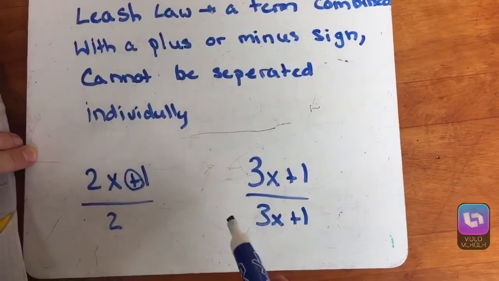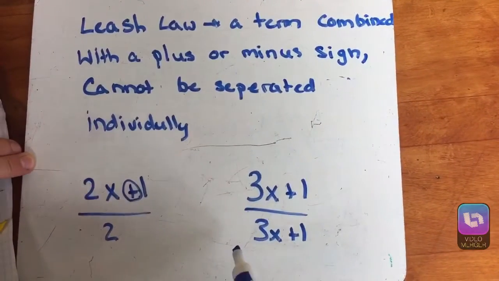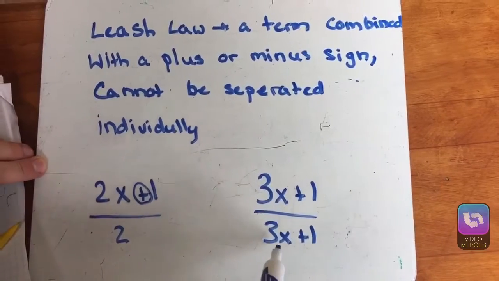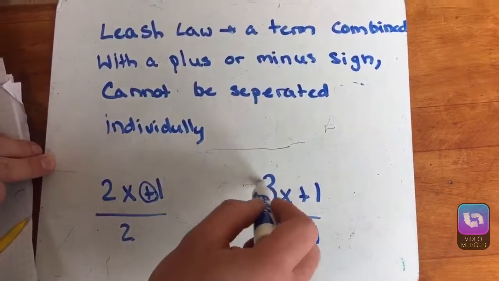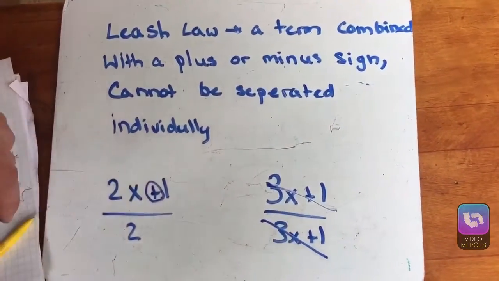Then an example over here is 3x plus 1 over 3x plus 1. But since they're both the same term, you can cancel each other out.